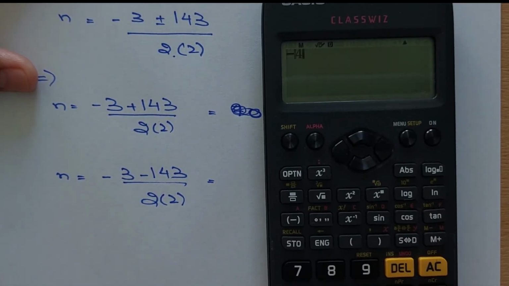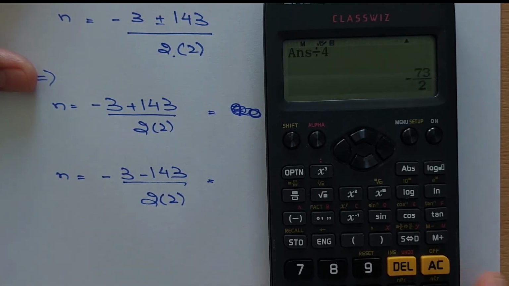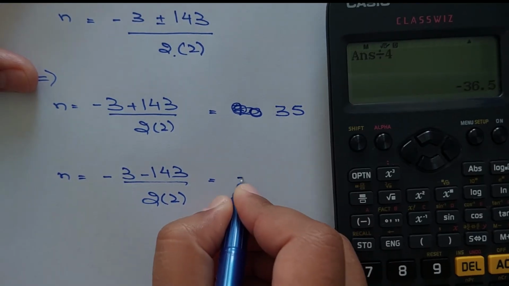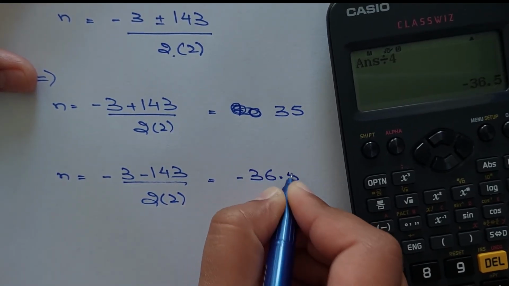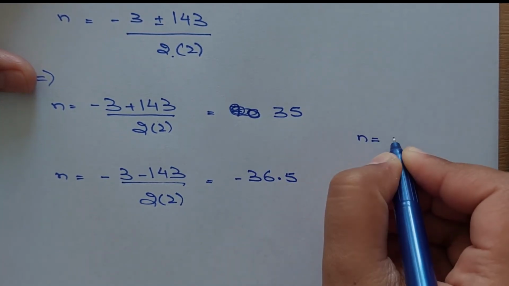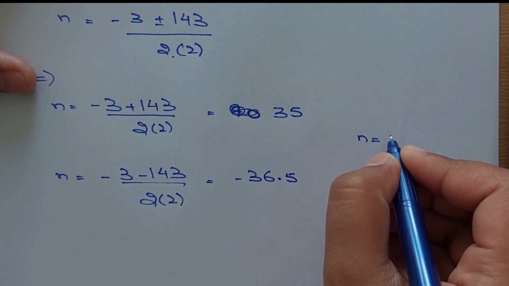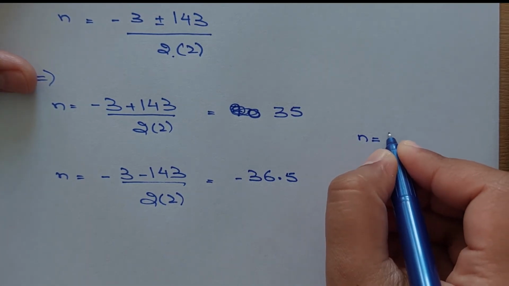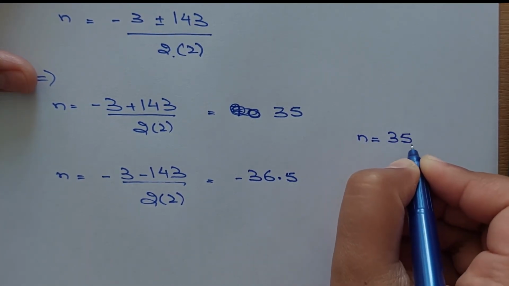And minus 143 minus 3 divided by 4. That is minus 36.5. So we cannot pick the negative one. So the positive n value, we can say the number of terms required to give a sum of 2555 is 35. The number of terms must be 35.